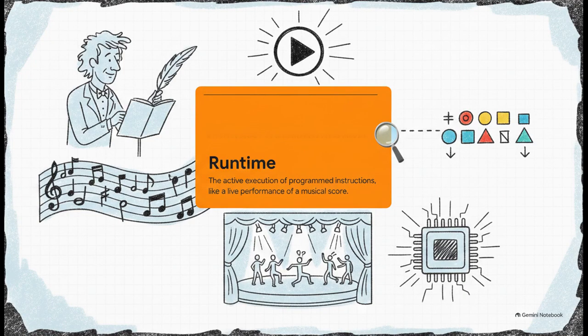So, what do we actually mean when we say active? Well, we're talking about the runtime. A runtime is the active execution of programmed instructions from start to finish. You can think of it like a live stage performance of a musical score. You're the composer, right? You design the system, you write the verses and the looping choruses beforehand on your sheet music. But that sheet music isn't the song itself. The song only really happens when you hit play and watch the active stage performance unfold. That live performance, that is the runtime.